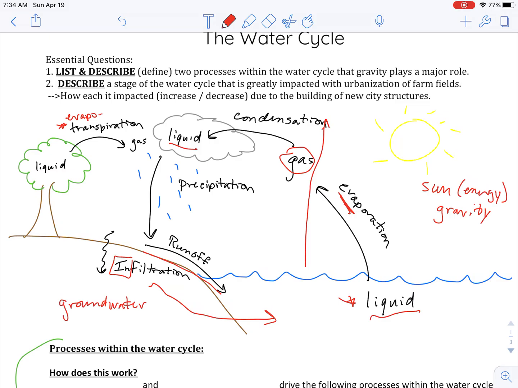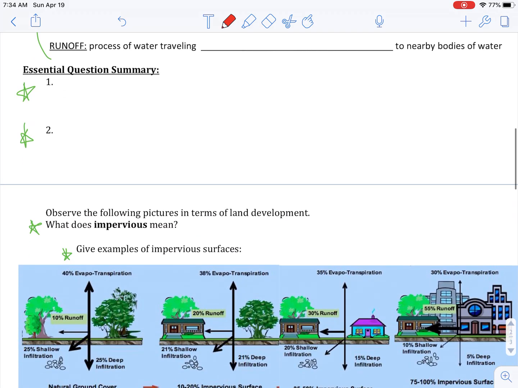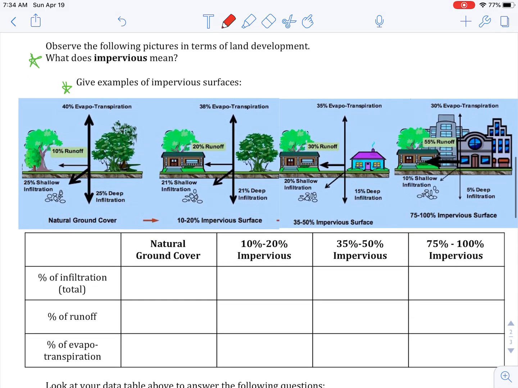Again, remember sun or energy, and gravity are our two drivers. That's all review. Okay. When it comes to why we're talking about the water cycle, it goes back to the carbon cycle, and not just knowing what the cycle is, but also how humans are impacting it. And there's a few things here in this diagram that I want you guys to understand when it comes to human impact. And it is how changing the landscape impacts where that water goes.